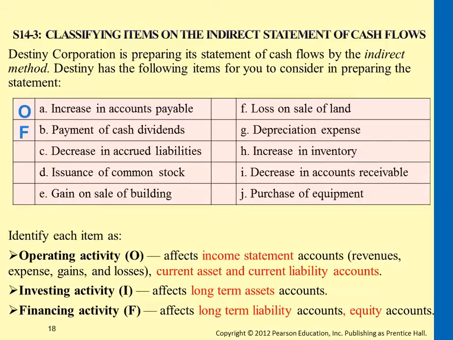Okay, what about C? Decrease in accrued liabilities. Very good. It's operating activities. What about D? D, financing activities. Good. Gain on sale of building.